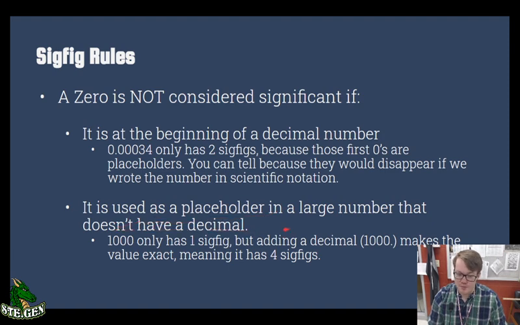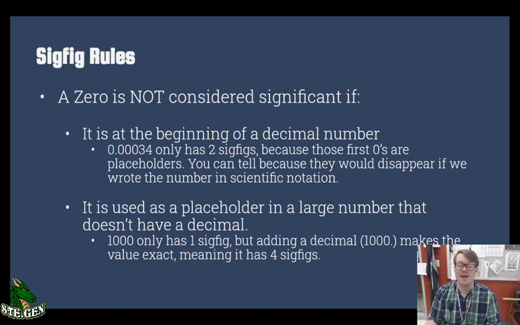And then finally, if it is used as a placeholder in a large number that doesn't have a decimal. Now, this is probably the weirdest rule. So like I said a second ago, 1,000 only has 1 sig fig because that 1 is significant, but those zeros are only placeholders. But if you add a decimal to it, which normally feels very wrong, if you did 1,000 decimal, that decimal is telling you the last part wasn't like 1,000. I didn't say, oh yeah, there's like $1,000 in my bank account, or oh yeah, it's like 1,000 degrees Fahrenheit, something like that. By putting a decimal there, you are scientifically saying, oh no, it is not like 1,000. My measurement was exactly 1,000.